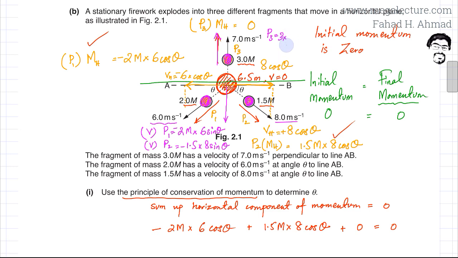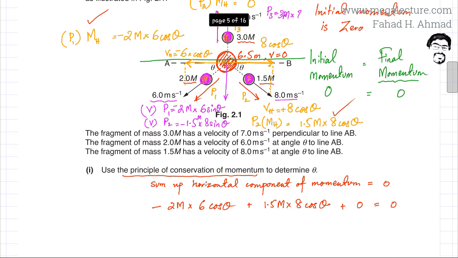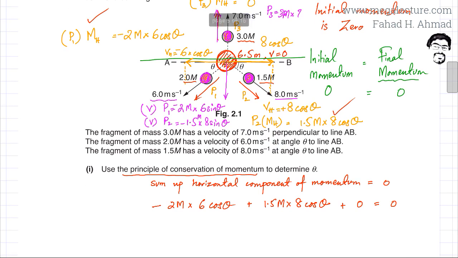So it's going to be, and I forgot to put an m over here as well. 3m is the mass, and it's going at 7 meters per second. So that's the vertical component in the vertical direction. So again, I'm now going to sum up the vertical components instead of the horizontal components, because I've not been able to figure out a way to find the value of theta if I sum up the horizontal components.